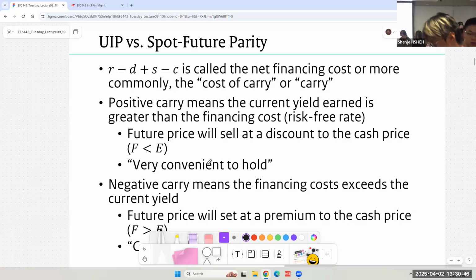Because your job is to manage risk. And we're showing here that when you construct a portfolio of futures and an asset, you eliminate risk somehow.